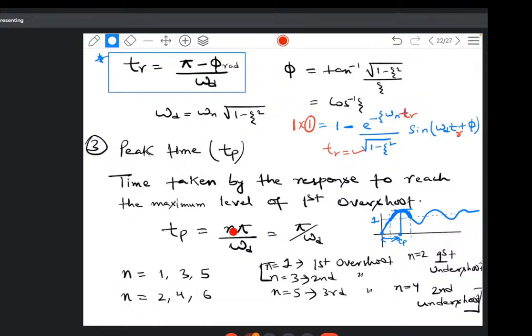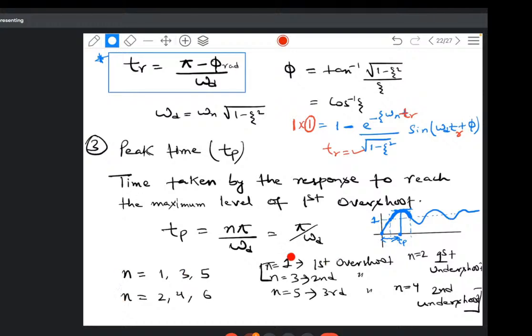But by default, whenever they're asking you the peak time, they're asking you the peak level of the first overshoot. So TP will be represented as n pi by omega d. And for the first overshoot, I know that n is equal to 1. So it will be pi by omega d. But if they're asking for the other cases, that is the second undershoot or the third overshoot or the fifth overshoot, then you have to put all these values.